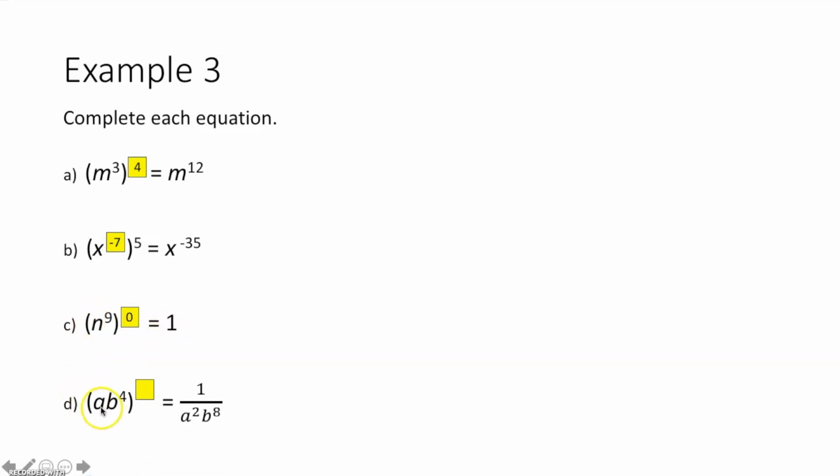And then here we have a times b to the 4th, all being raised to some power has to equal 1 over a squared b to the 8th. Well, notice that this fraction actually flips, right? These come to the denominator and are being raised to the 2nd power, it looks like. So in order to flip it, it would have to be negative. And then in order for this to become a squared and b to the 8th, this would have to be a 2, right? So it should be negative 2 as your exponent here, and you're done.